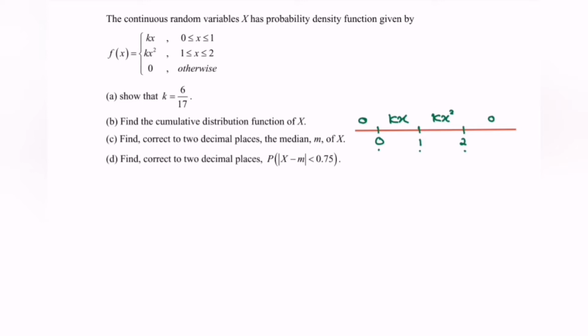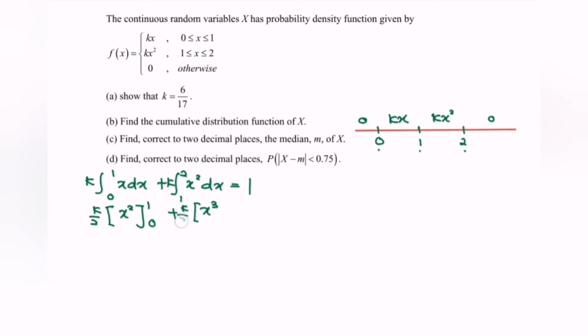A shows that k is equal to 6 over 17. So as we all know, the summation for the function will be equals to 1. So that means integrate from 0 to 1 for the function kx with respect to x plus integrate from 1 to 2 for the function kx squared with respect to x will be equals to 1. So integrate the situation, where we will have x squared over 2. So meaning that we have k over 2, then with the limit 1, 0. Next, integrate the x squared, where we have x to the power of 3, bracket, k over 3, for the limit 2, 1 is equals to 1.